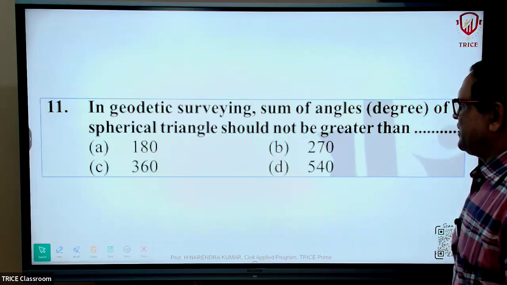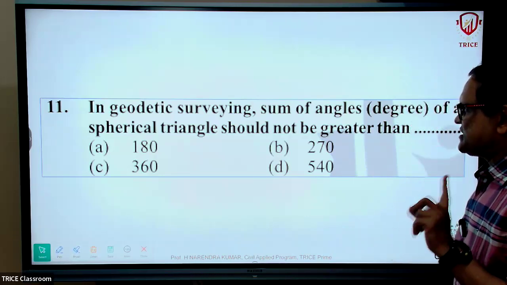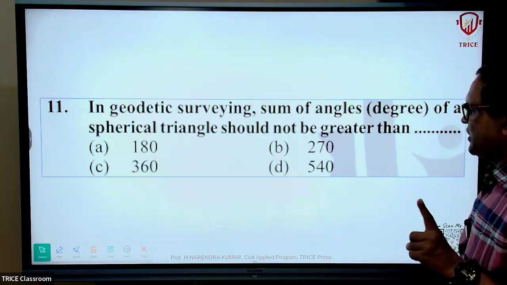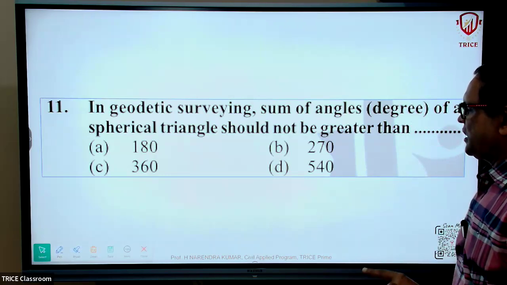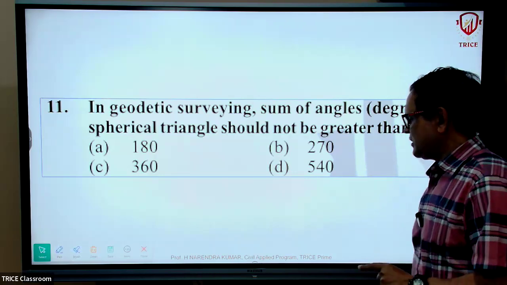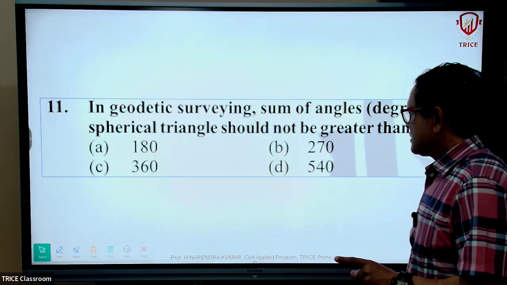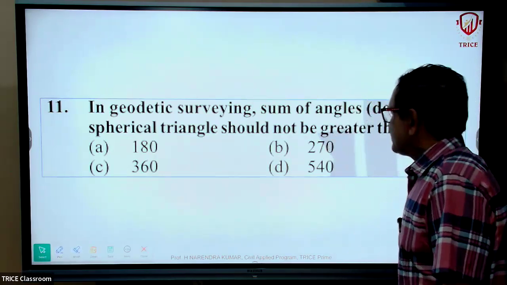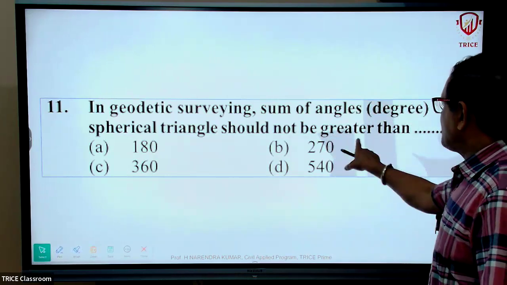In geodetic surveying, there are two divisions: plane surveying and geodetic surveying. In plane surveying, we consider a plane triangle. In geodetic surveying, we consider a spherical triangle. What about the sum of the angles in a spherical triangle? I gave you the answer. If you remember, please place it here. See here, should not be greater than.